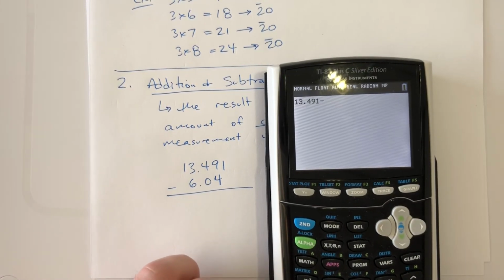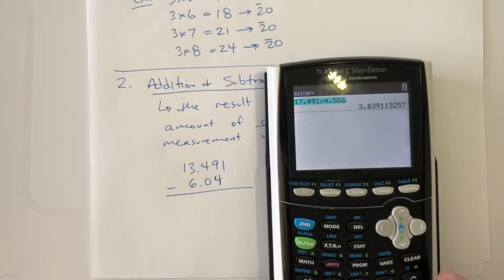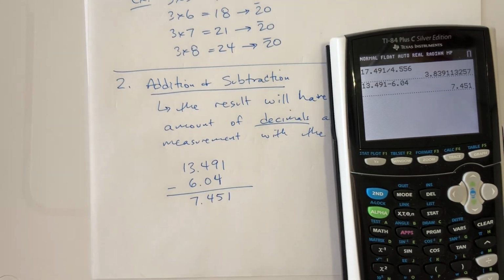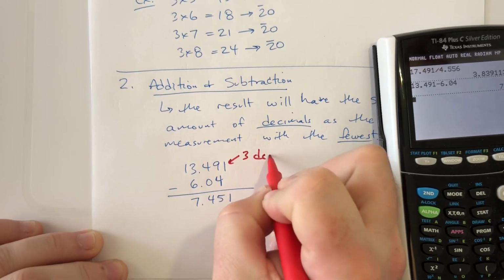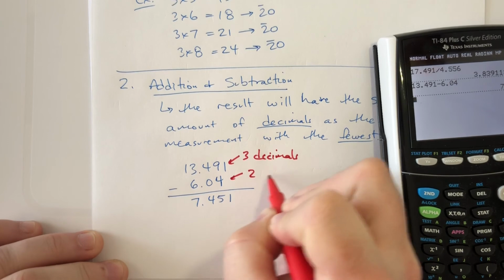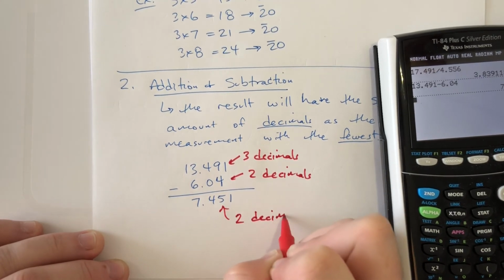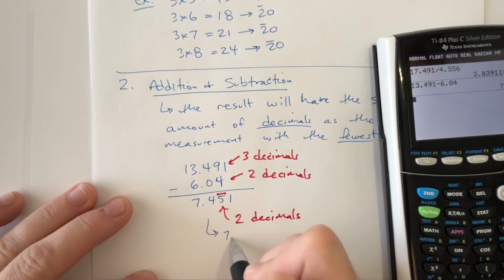13.491 minus 6.04. Oh, I typed it wrong. I'll just retype it. 13.491 minus 6.04. Okay, and the answer comes out at 7.451. As per usual, your calculator doesn't understand how sig figs work. In terms of decimals, this has 3 decimals. This only has 2 decimals. So this only gets 2 decimals. So this means we round right there. So the answer you would write on your paper is 7.45.